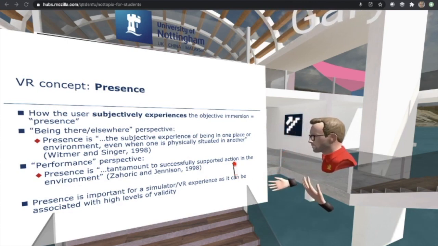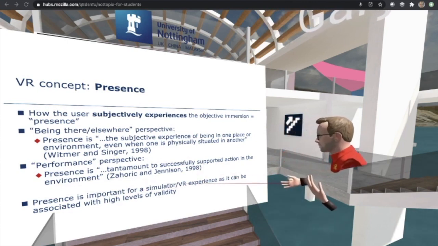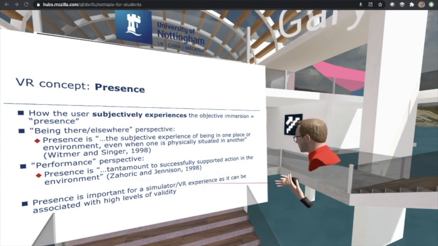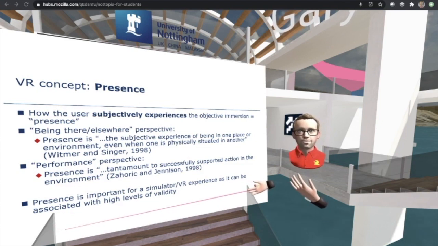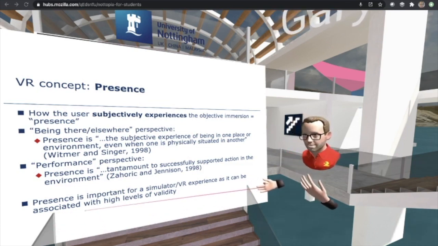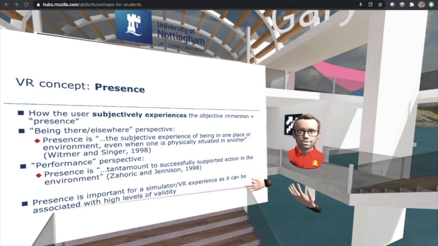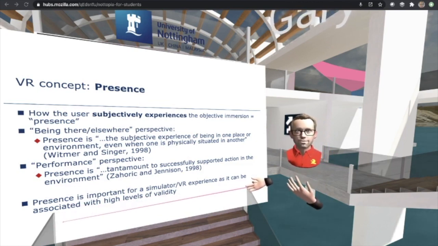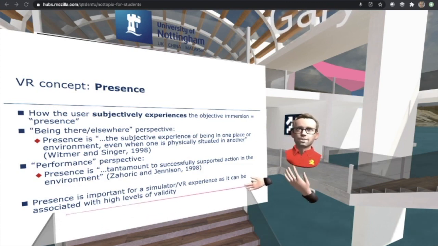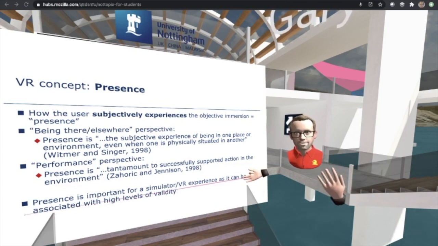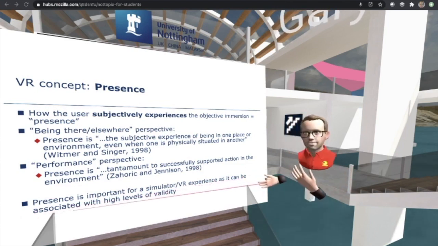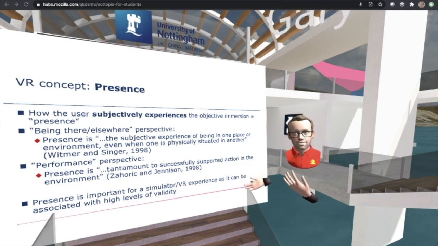Okay, and there certainly is a view that presence and validity are closely related. As I say down here, presence is important for a simulator or a virtual reality experience, as it can be associated with high levels of validity. There can be good correlation here. If people believe they're in a virtual environment, they're likely to respond. If they believe they're in the real environment, even though they're not, they may behave in much more realistic ways, so we can have good validity.